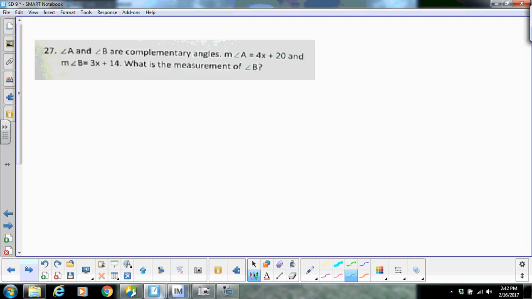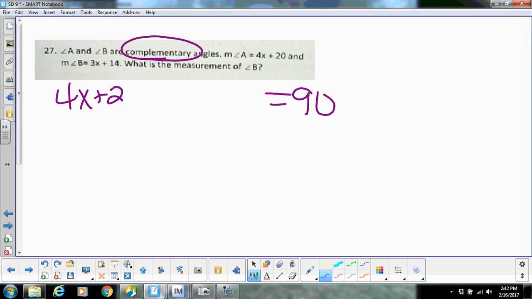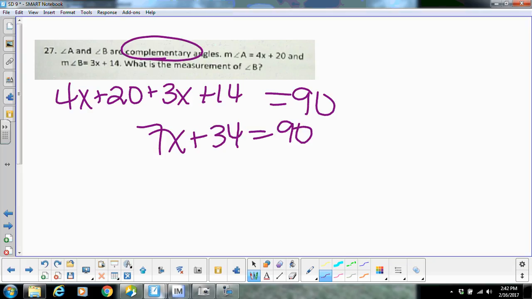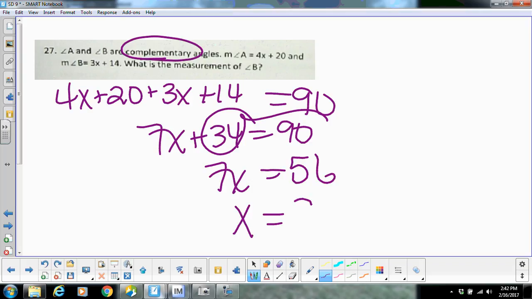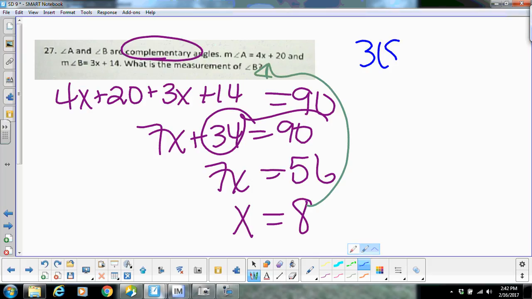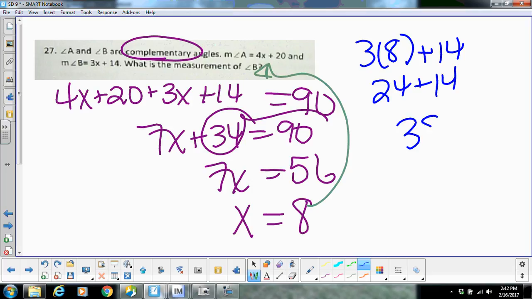Okay, and the last problem that we have is complementary and supplementary. This one says complementary, so that means it's going to equal 90. So we're going to add up our two angles, 4x plus 20 plus 3x plus 14. And from here, we're going to combine like terms. And x is going to equal 8. Okay, a thing you did wrong on your quiz, you found x and stopped, some of you. So we need to take that 8 and plug it in for x. So that's going to be 3 times 8 plus 14, or 24 plus 14, which is 38.